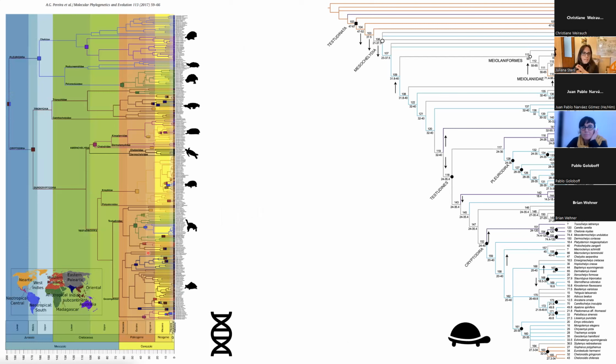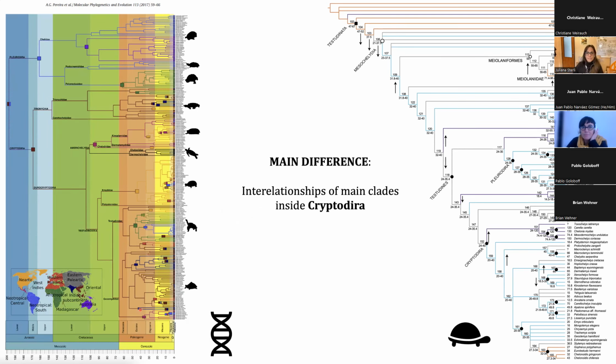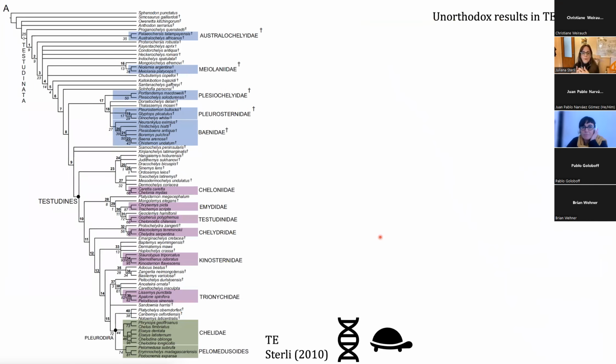We have some clades that are similar, but then we have several differences. I'm going to focus on perhaps the main difference between the two phylogenies, that are the relationships of the main clades of Cryptodira, all these clades. When we try to combine the molecular set of data with the morphological set of data in a total evidence analysis, we unfortunately get some unorthodox results, as the one we can see here.